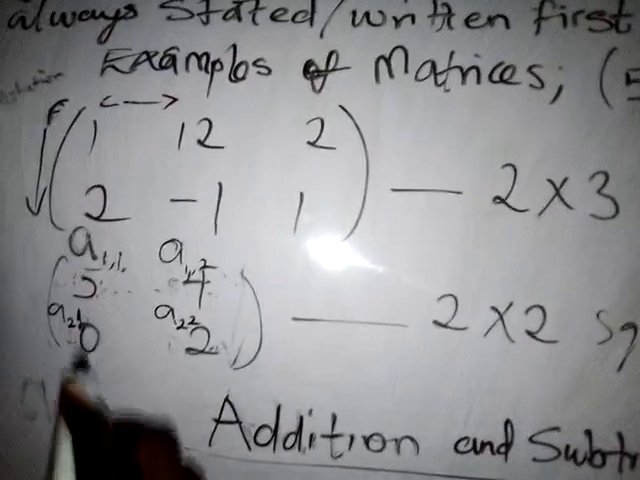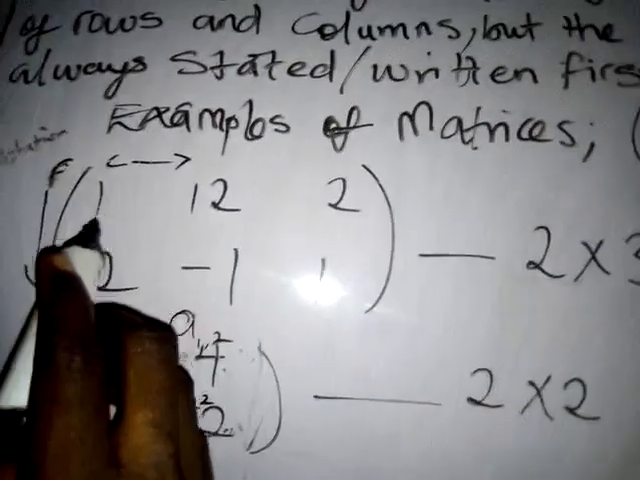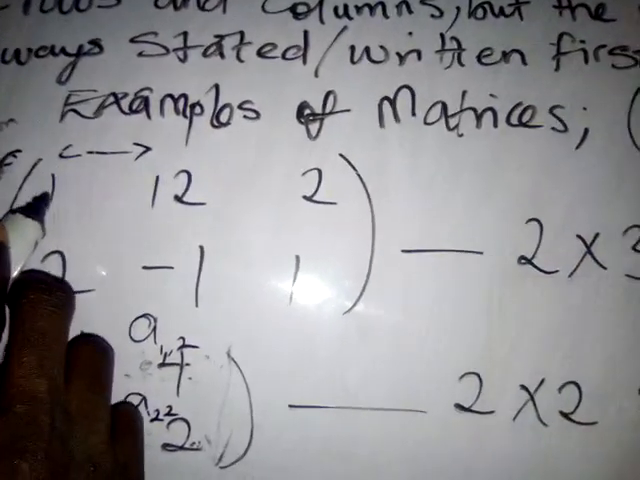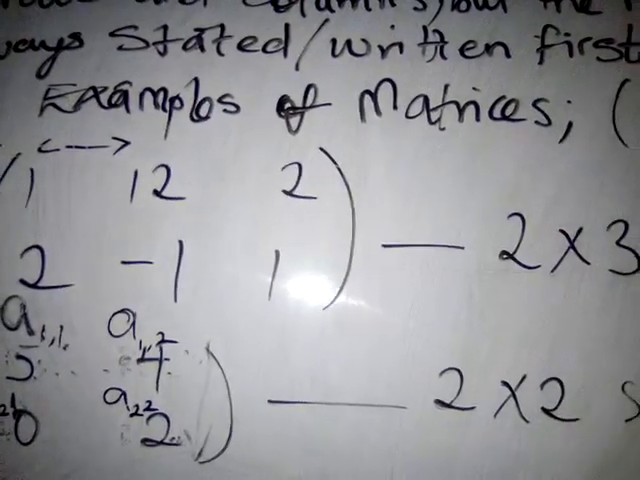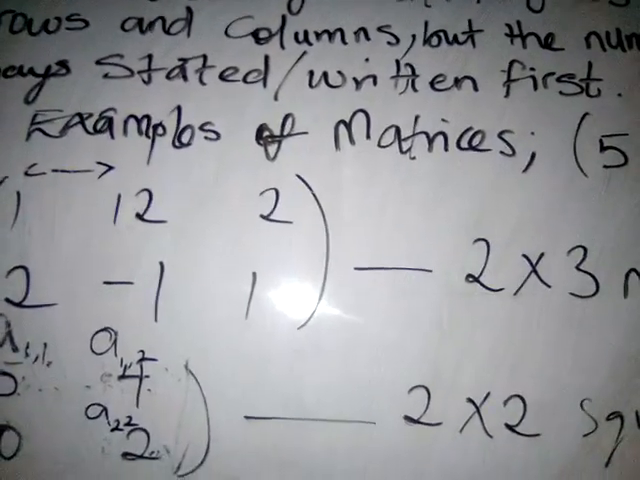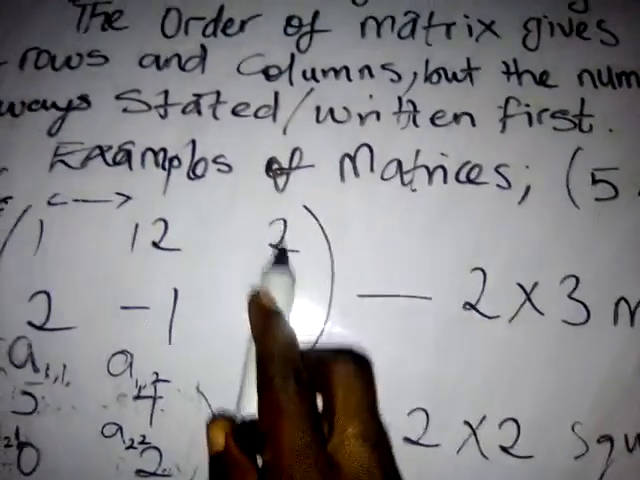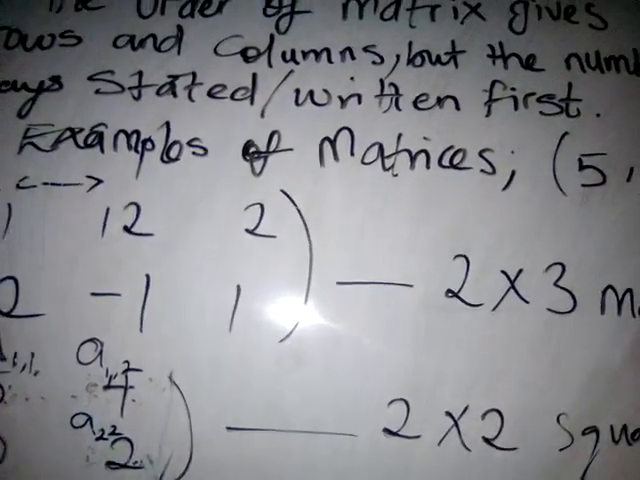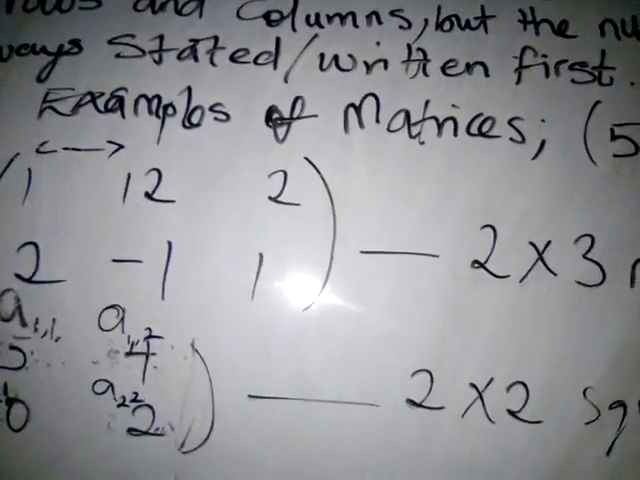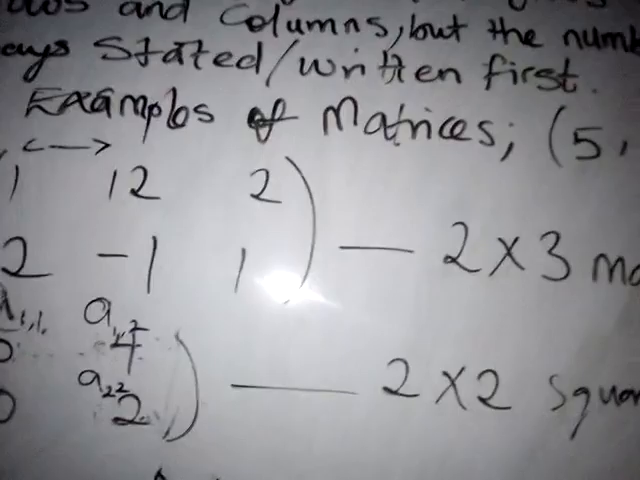So that's that about that. For example, if you are considering this now, this one is A11. This 12 is A12. And this one is A13. This is A21. This is A22. And this is A23.